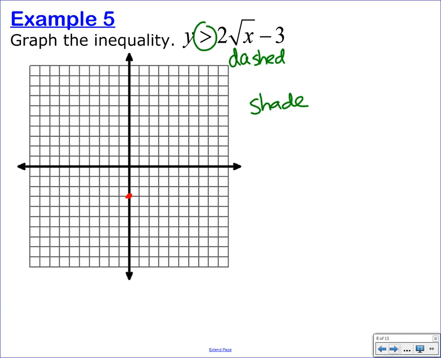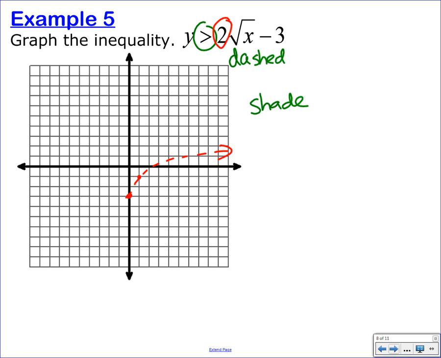Now, vertical stretch by 2. This is what the 2 is doing. So normally I'd go up 1 over 1. Now I go up 1 over 2, up 2 over 1. It's a dashed line because I'm not equal to, just like you graph lines.